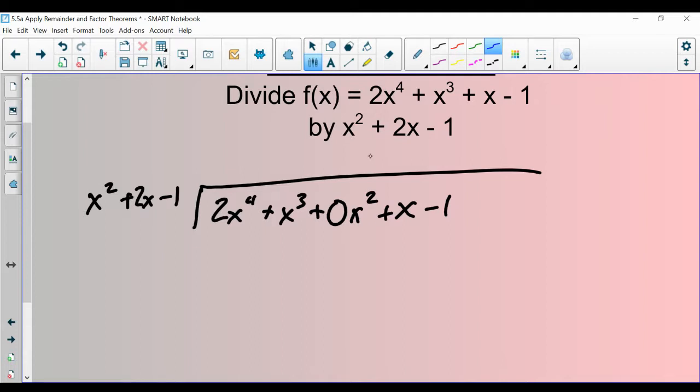First step is to say, what would you multiply x squared by to get 2x to the fourth? And hopefully you guys are agreeing with me that the thing you would multiply x squared by to get 2x to the fourth would be 2x squared.